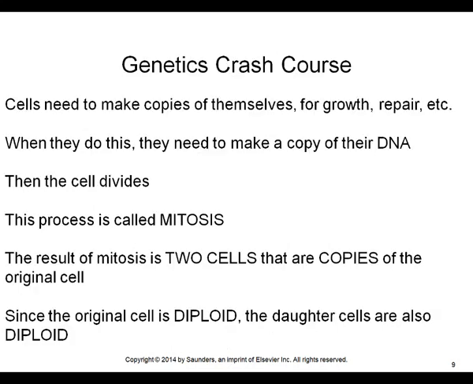Cells need to make copies of themselves for growth and repair. When they do this, they need to make a copy of their DNA. Then the cell divides. This process is called mitosis. The result of mitosis is two cells that are copies of the original cell. Since the original cell is diploid, the daughter cells are also diploid.